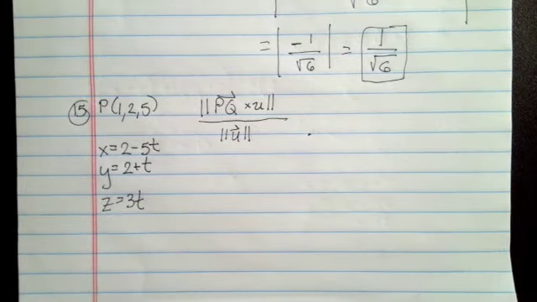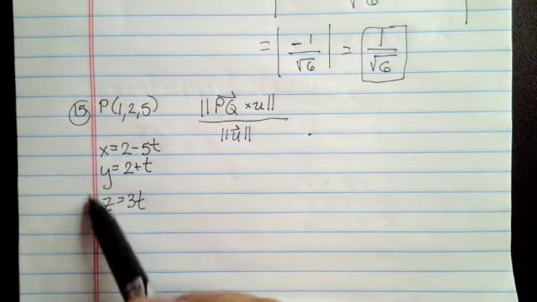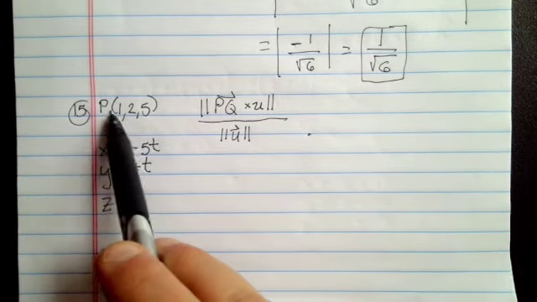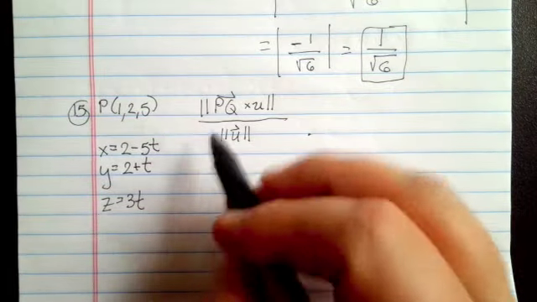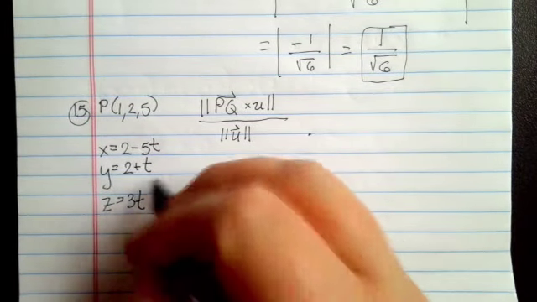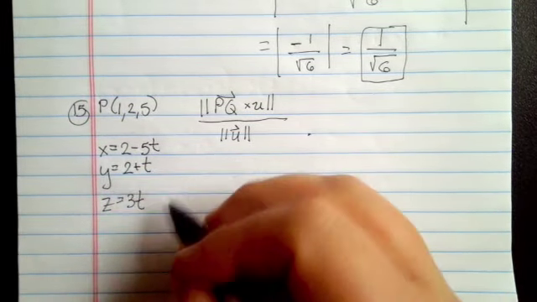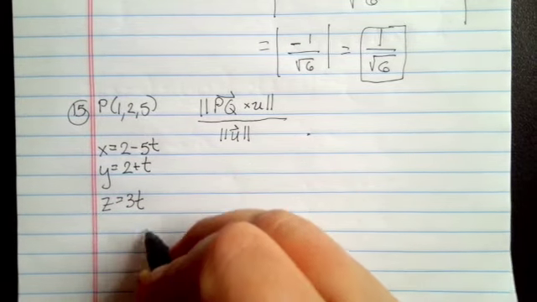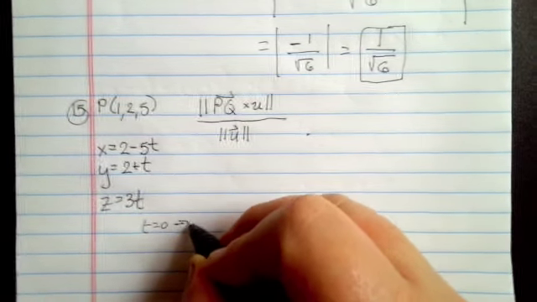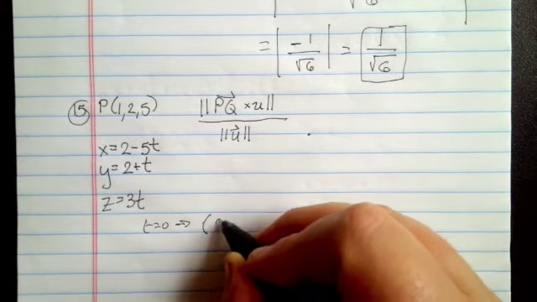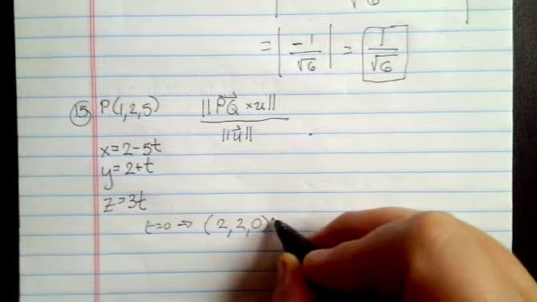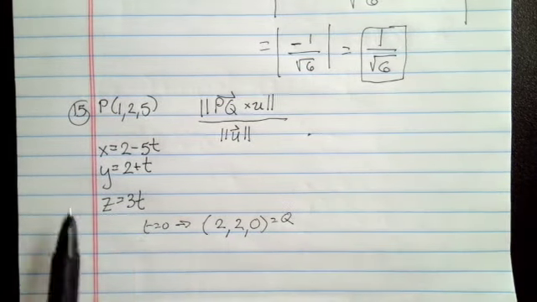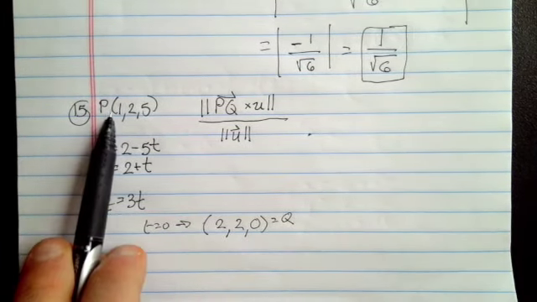Here we are going to find the distance between the line with these parametric equations and this point which is not on the line. So what we need to do in order to find this is to find another point, Q, that is on the line. So let's take any value of t. How about t equals 0? If t equals 0, that gives us the point 2, 2, 0, and maybe we can call this point Q. So we've got a point on the line and a point off the line.